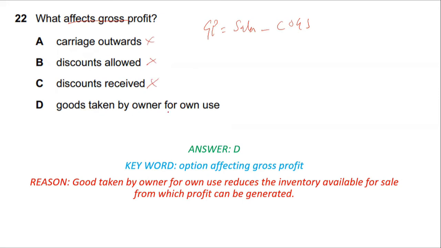Goods taken by owner for own use, yes, this reduces the inventory, and hence less is available for sale, which affects the sales revenue and cost of goods sold, and hence this would affect the gross profit.